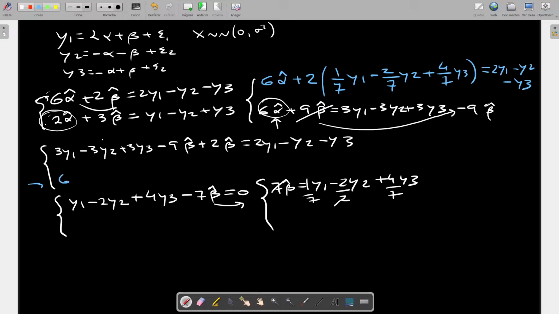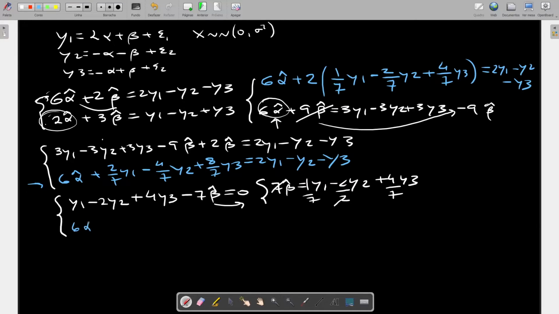So we are going to have 6 alpha plus 2/7 y1 minus 4/7 y2 plus 8/7 y3 equals 2y1 minus y2 minus y3. So let's continue. So we have 6 alpha. Remember, I told you that this can get complicated pretty easily, so keep using the same format in order to not make mistakes. So let's keep going.